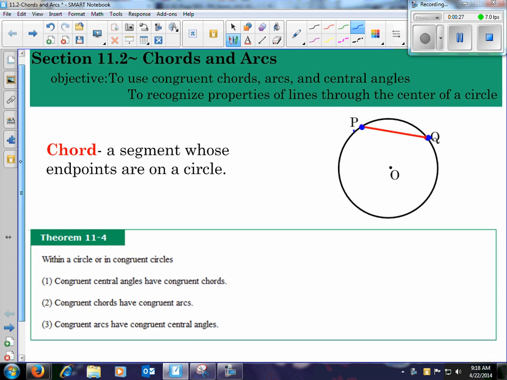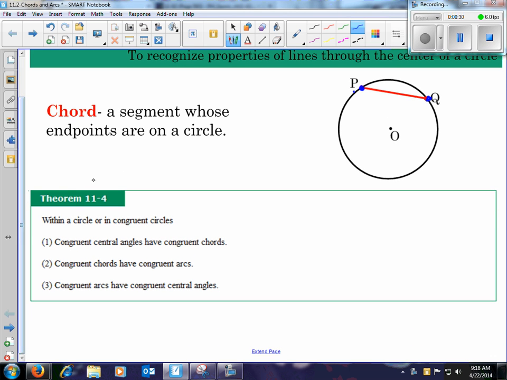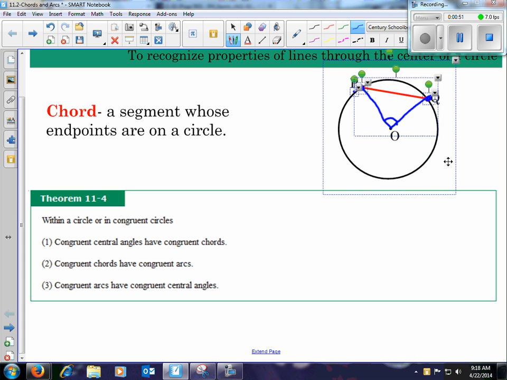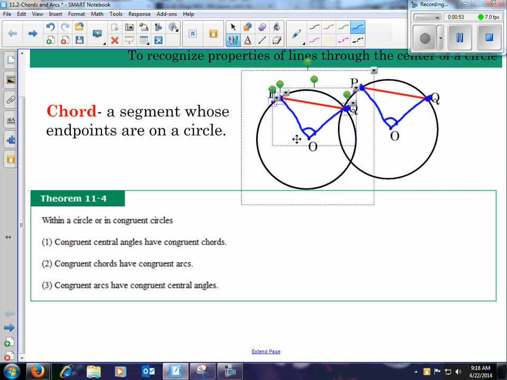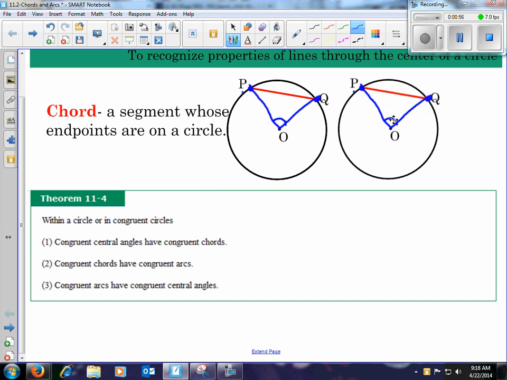Now, we have a few theorems today, and you need to write them all down. It says Theorem 11.4, within a circle or in congruent circles, congruent central angles have congruent chords. So, for example, if I had lines that went like this, and this was an angle, and then let's say I duplicate this and I put it right here, that means that if these two angles are congruent, then these chords here are congruent. And then the next one says congruent chords have congruent arcs.